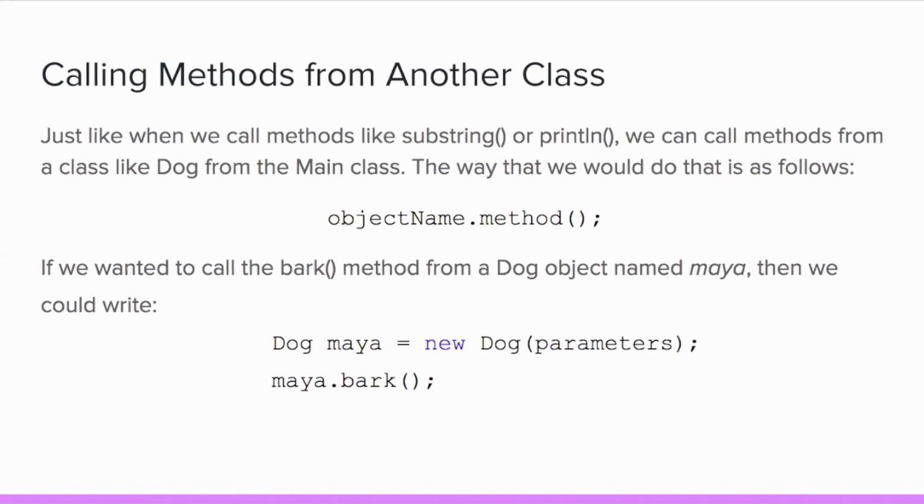We can create 3 separate methods, each printing out the corresponding onomatopoeia. Just like when we call methods like substring or println, we can call methods from a class like dog from the main class. We would do that by using object name.method. If we wanted to call the bark method from a dog object named Maya, then we could write dog Maya equals new. Then on a new line, dog parameters, and then Maya.bark.